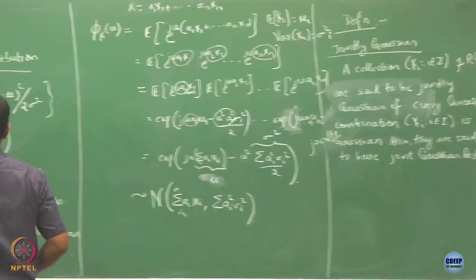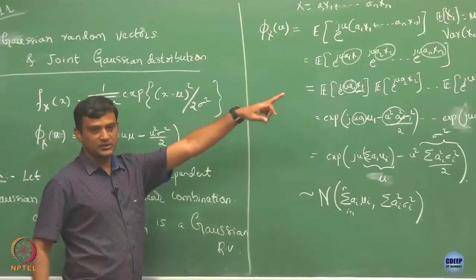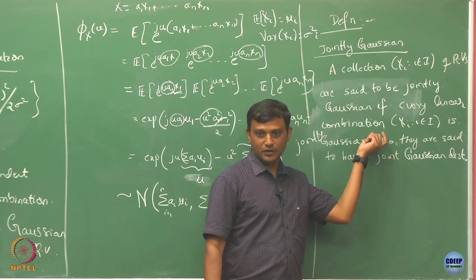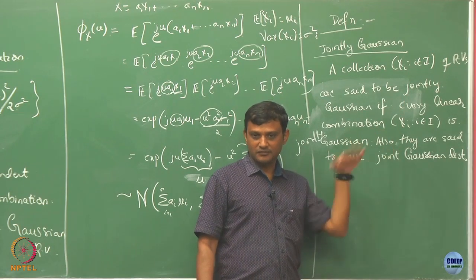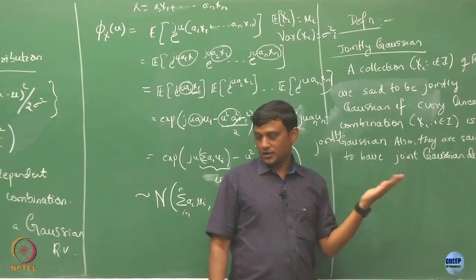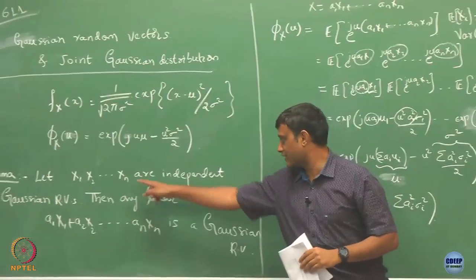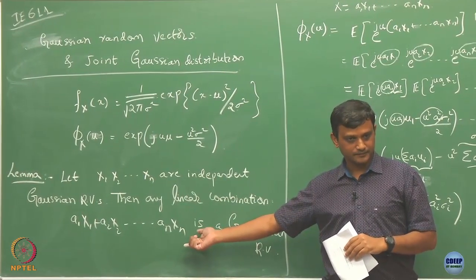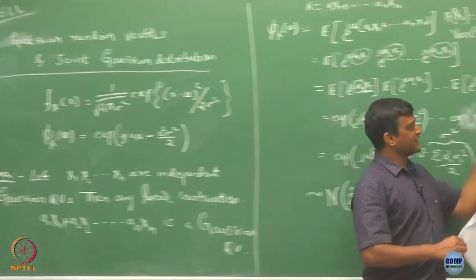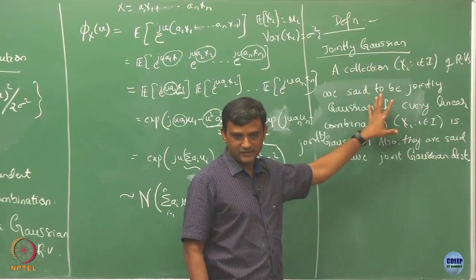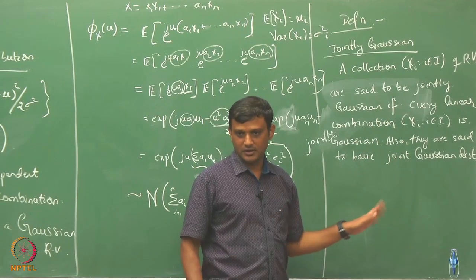So we have already said that if this set of xi's happens to be such that each one is Gaussian and they are independent, we know this is already true, right? You take any combination of them, it is again going to be Gaussian. So if they are independent and Gaussian, they are already jointly Gaussian. But if some given set of random variables happens to satisfy this property, then we are going to call them jointly Gaussian.